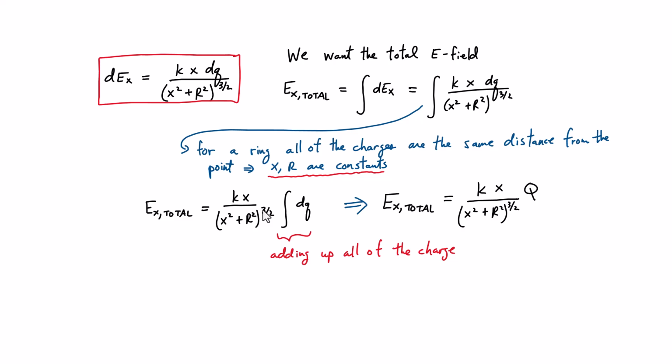Okay, that is our fundamental building block here for the rest of the system. This is the x component of the field produced by one single ring that has a total charge q. We'll be using this result a lot going forward.